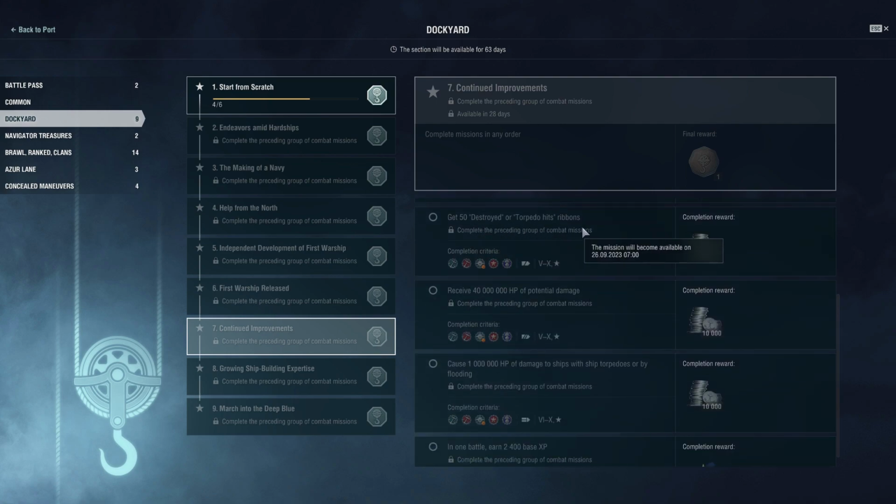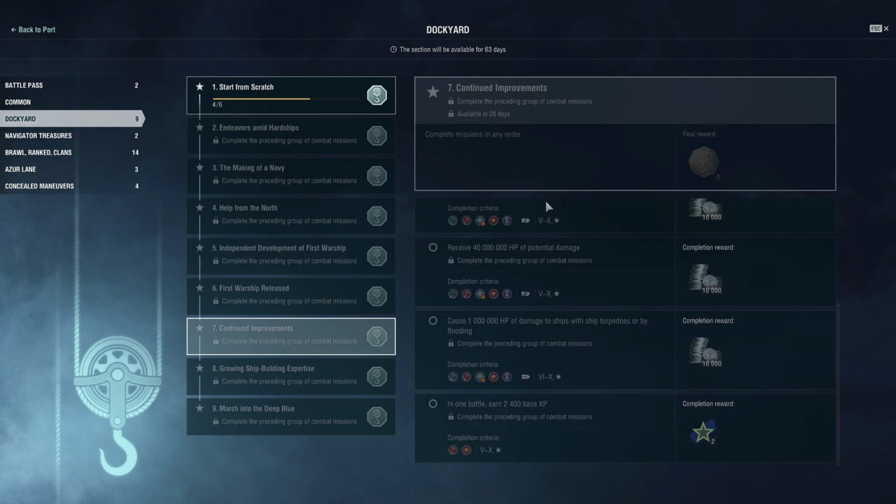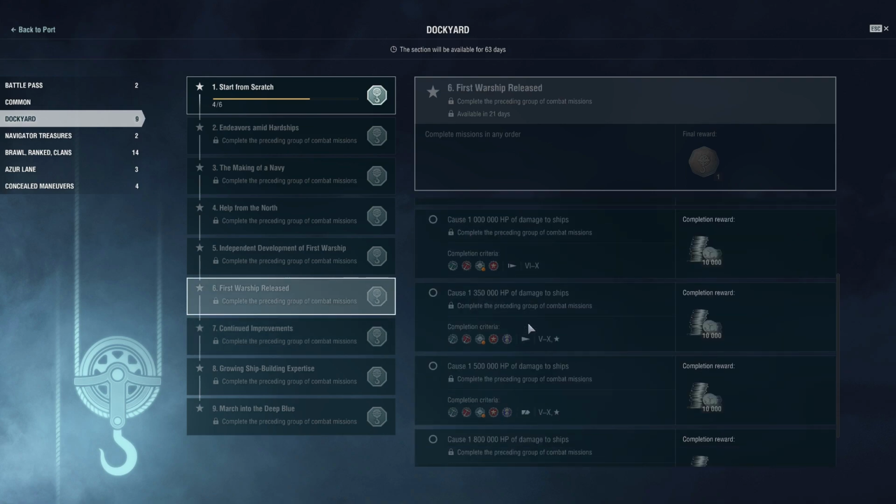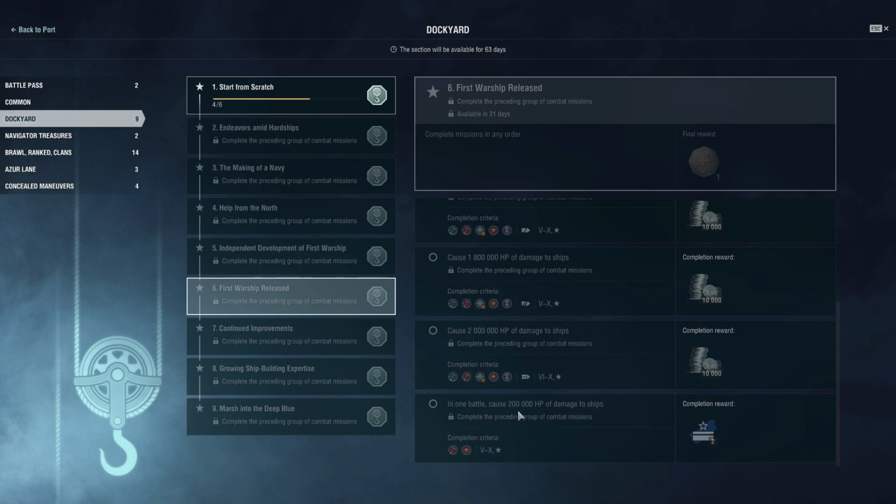They just don't have a kilometer as long as range. 50 destroyer torpedo hit ribbons. So yeah, destroyer's gonna take a while. So maybe you take your Shimakaze, your more torpedo focused ships. Ooh, that would be pretty rough. Or you have some of these in one battle do something really good.